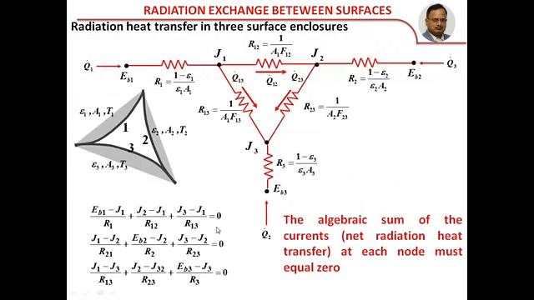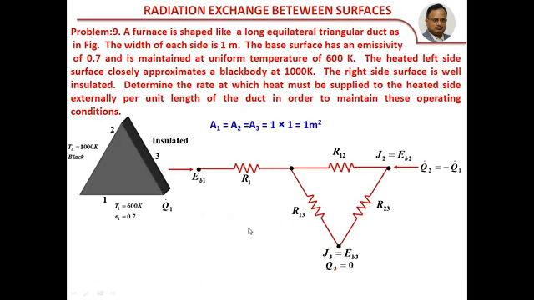But anyhow, when three gray bodies are there, the solution of this involves the solution of simultaneous algebraic equations. The more the number of surfaces, the more algebraic equations you have to solve simultaneously, and that requires some kind of package. A furnace is shaped like a long equilateral triangular duct, and the width is 1 meter on each side.